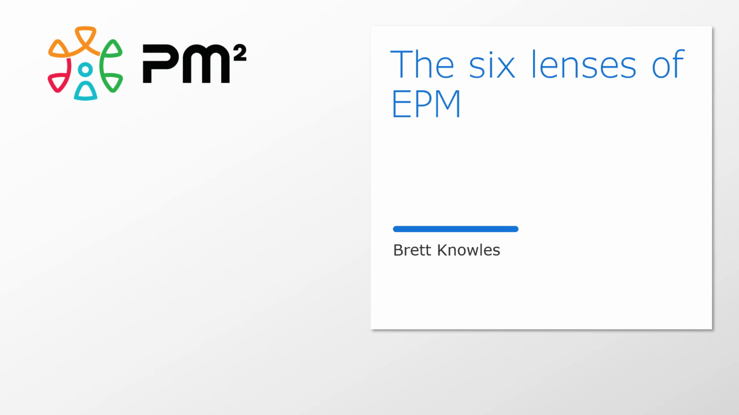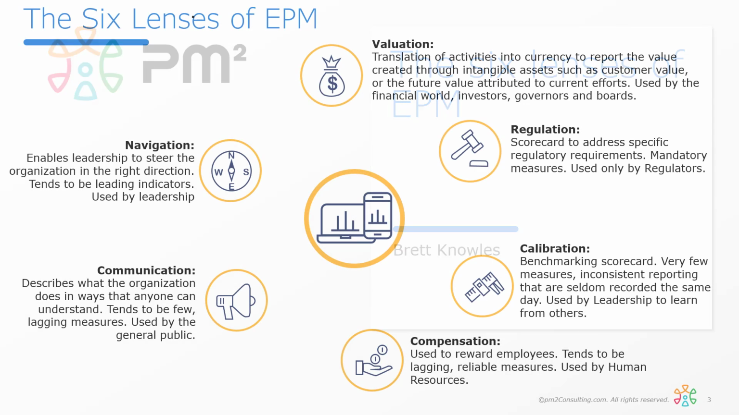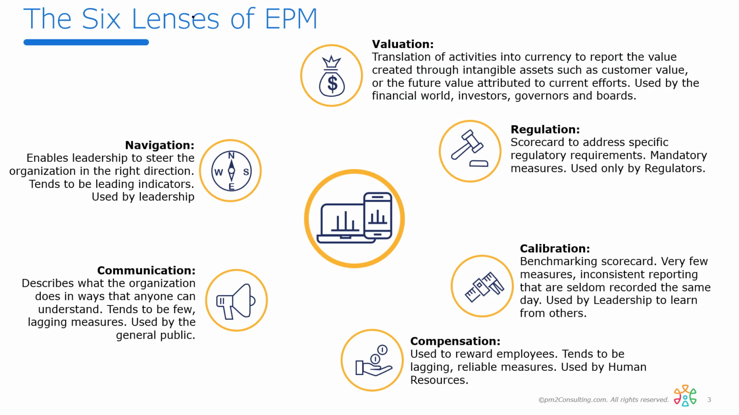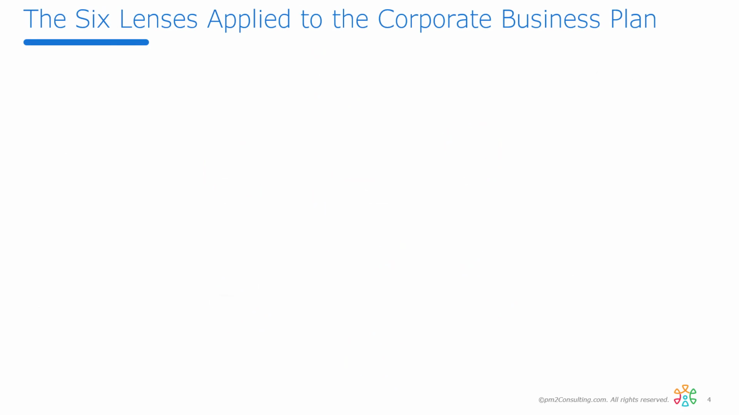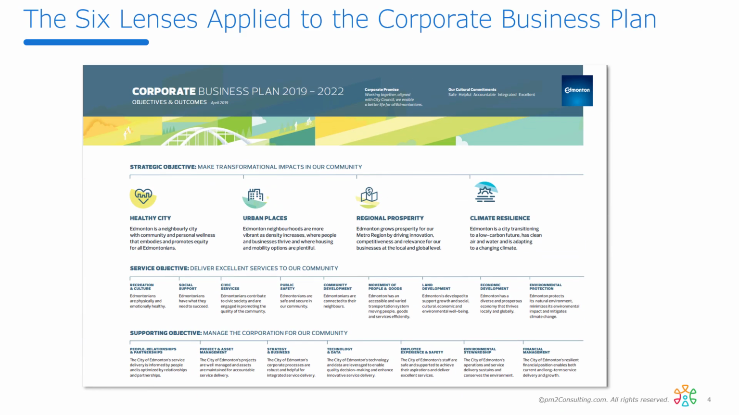Hello, this is Brett. This is a quick overview of how we can apply a concept like the 6 lenses of EPM to the city of Edmonton. So remember from the last video, we talked about what these 6 lenses are and a rough definition of each one. So let's take a look at the corporate business plan, what we affectionately call the placemat.